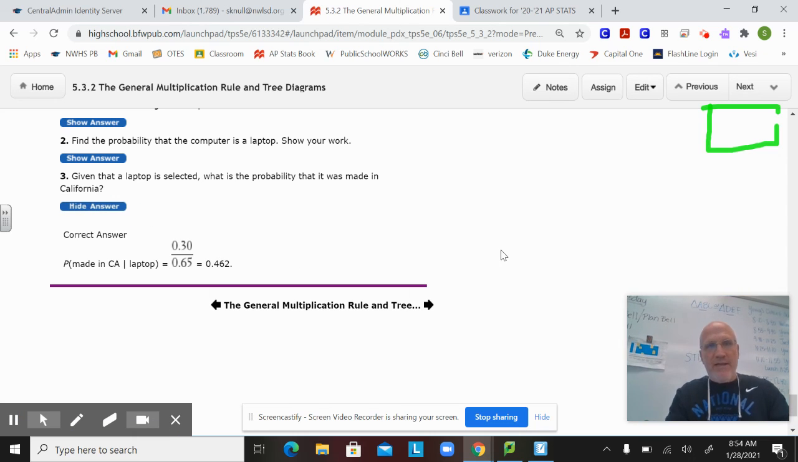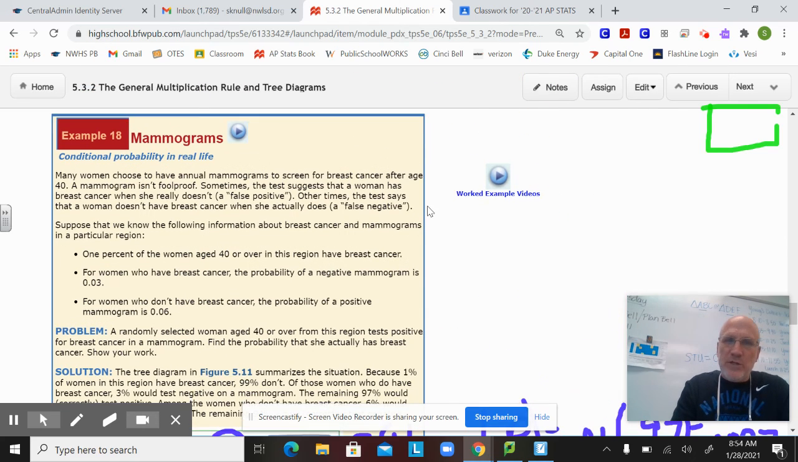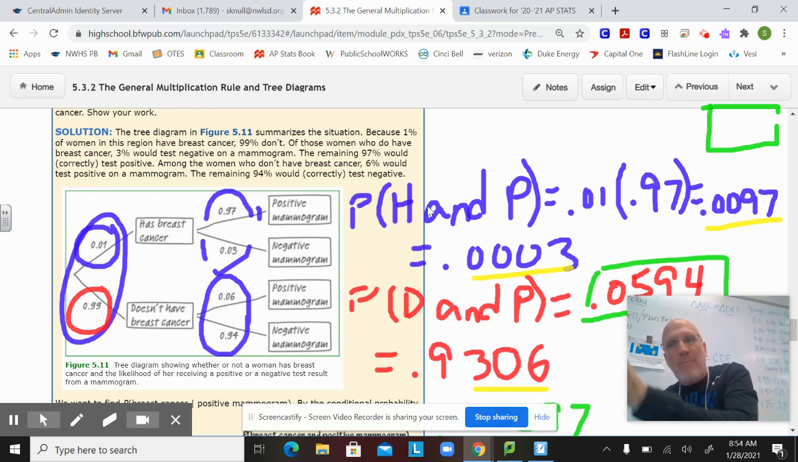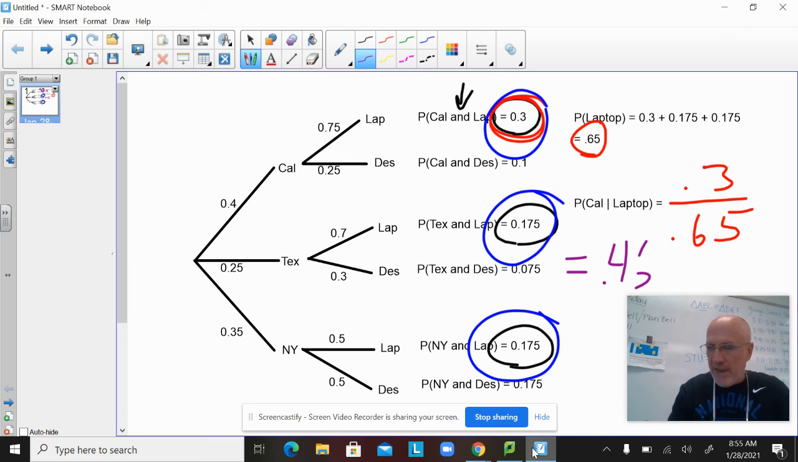So again, the goal here is, officially this general multiplication rule, it just means I can multiply probabilities to get the probability of this and this. And then more importantly, how to use tree diagrams in order to help with this.